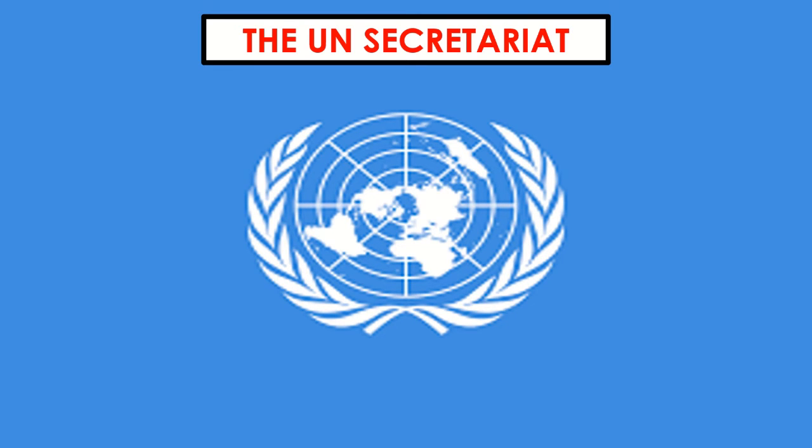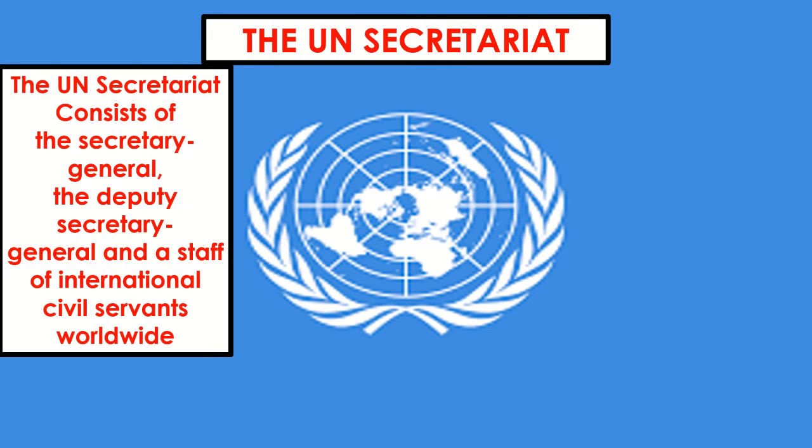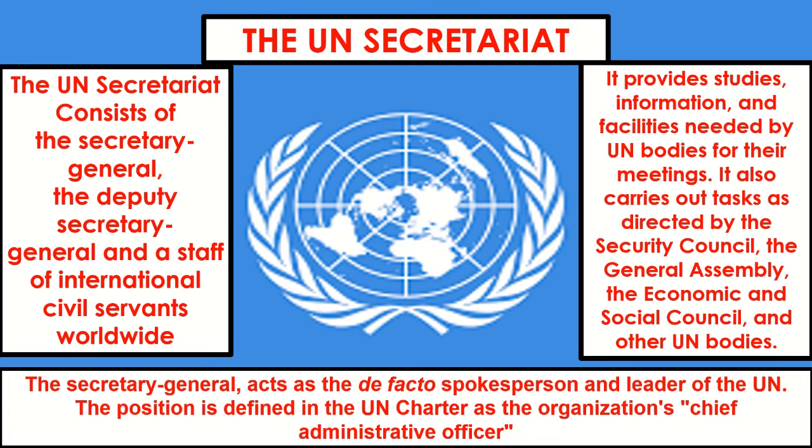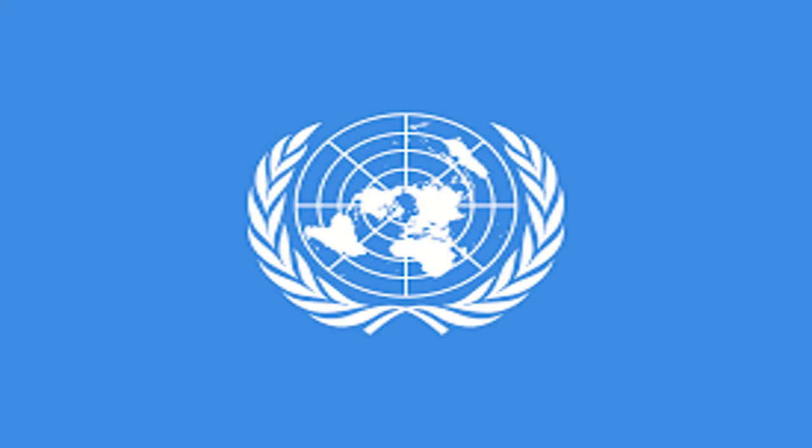The United Nations Secretariat. The UN Secretariat consists of the Secretary General, the Deputy Secretary General, and a staff of international civil servants worldwide. It provides studies, information, and facilities needed by the UN bodies for their meetings. It also carries out tasks directed by the Security Council, the General Assembly, the ECOSOC and other UN bodies. The Secretary General acts as a de facto spokesperson and leader of the United Nations. The position is defined in the UN Charter as the organization's chief administrative officer.